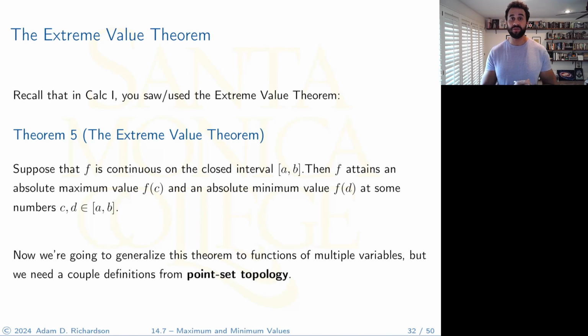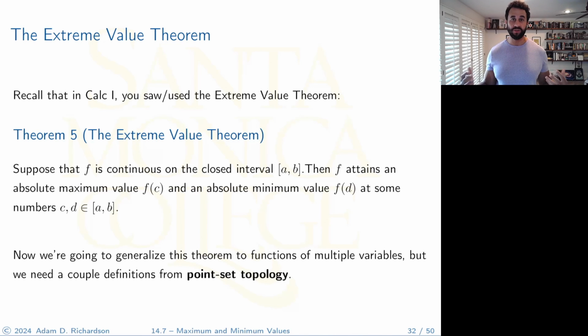So this theorem was really important because literally it says if your function is continuous on a closed interval, then you have to have an absolute max and you have to have an absolute minimum somewhere. There's no way to escape it. So it's a very, very powerful theorem.